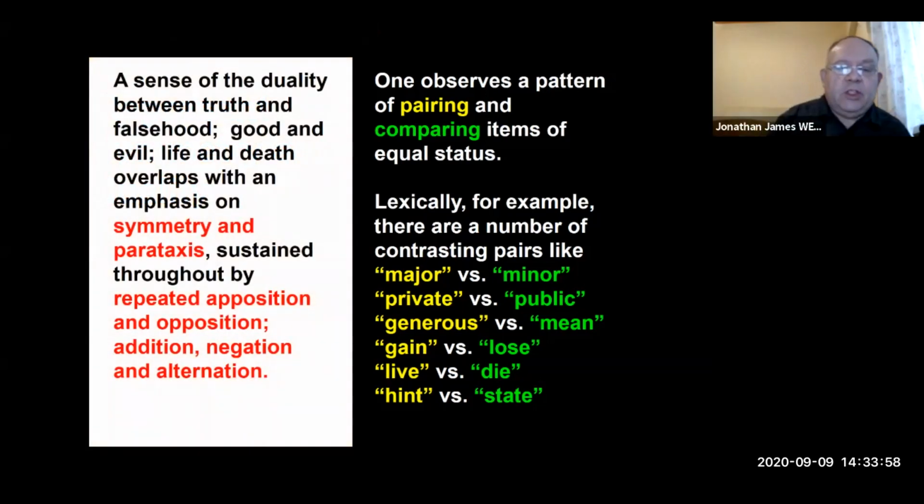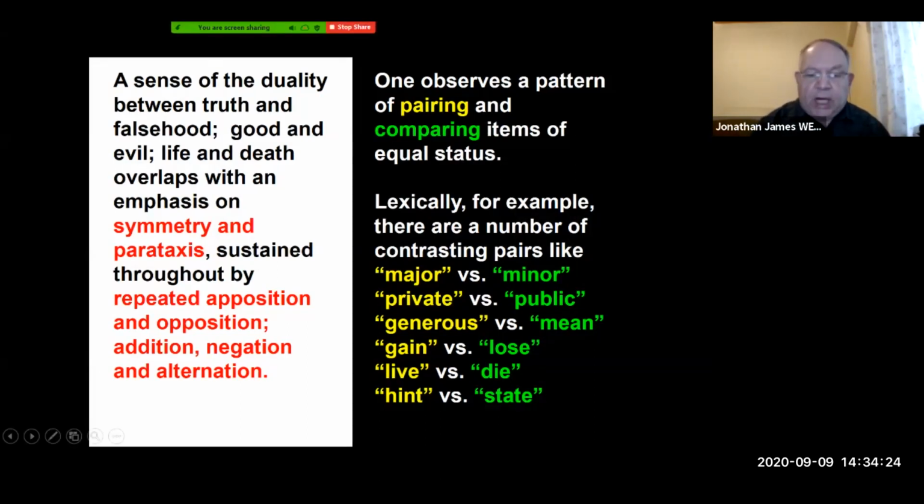There is a sense of the duality, truth and falsehood, good and evil, life and death. And so that all comes through in a lot of symmetry, a lot of parataxis. And this is sustained throughout. It's kept on going throughout. There is this repeated apposition of items or opposition. There is addition, there's negation, alternation. You see this throughout the poem.